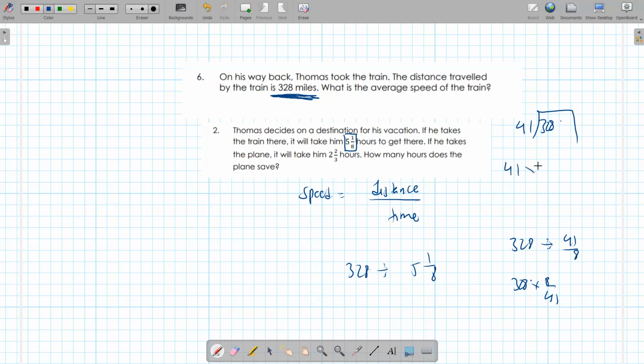But 41 times 8 is 328. You can kind of just guess and check. 41 times 5 is going to be 200 something, yeah? 40 times 5 is 200, so this is not big enough, so you just kind of guess and check. So 41 goes into this 8 times. So it's 64.